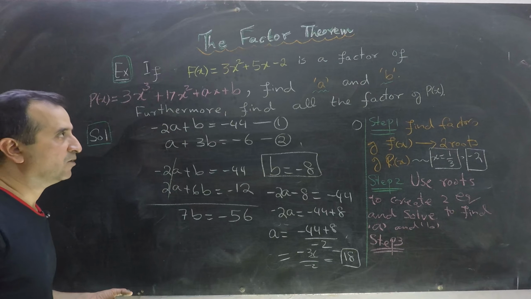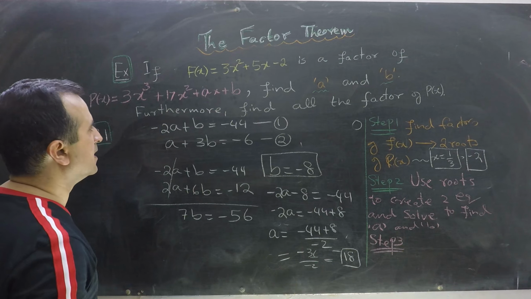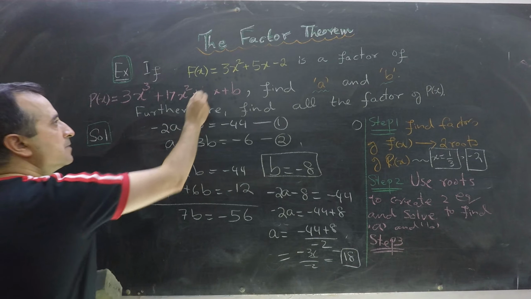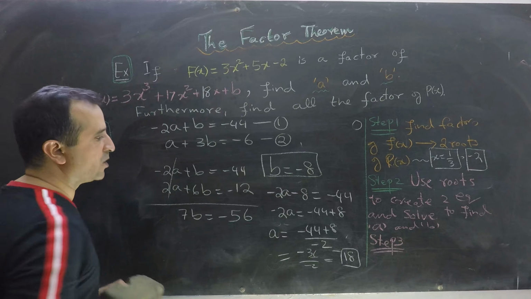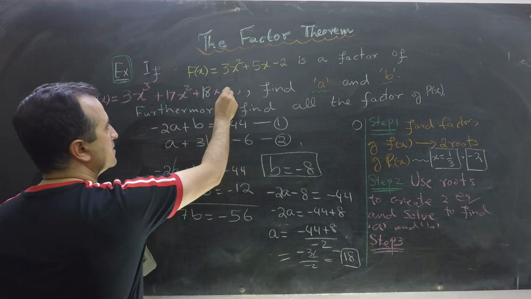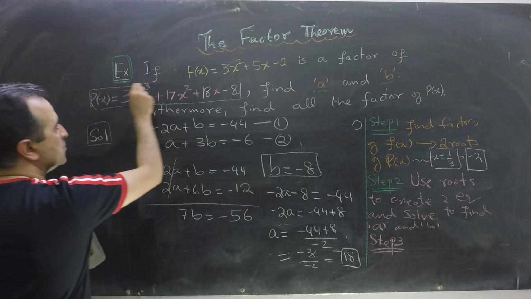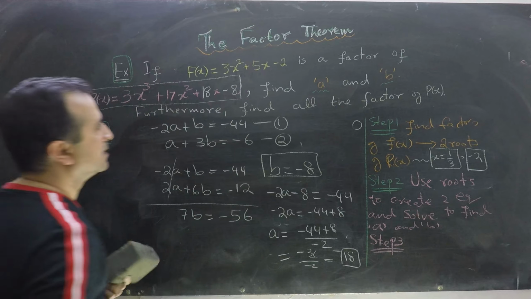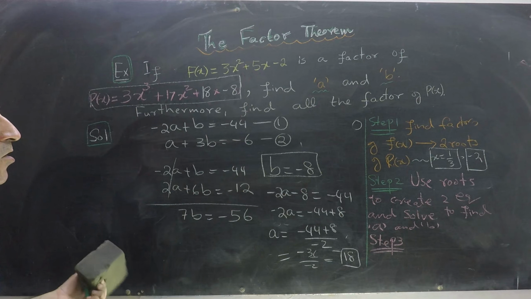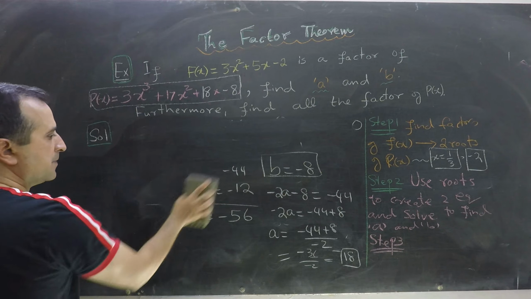Our first part of this question is done. We have found the value of a as 18. So let's put 18 here. We have found the value of b as minus 8. So put minus 8 here. So this is our polynomial with no unknowns. And this is a factor of that polynomial. In the second part, we have to find all the factors. So let's do the second part quickly.